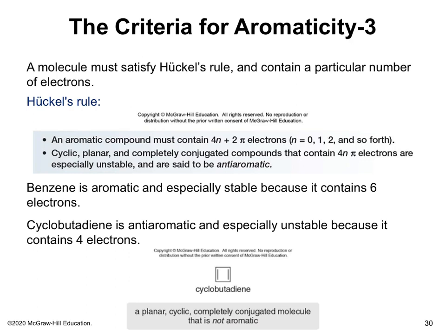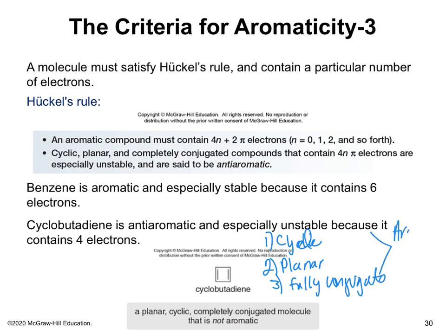Okay, and then the last: if you have all three, number 1, it's cyclic, number 2, it's planar, number 3, it's fully conjugated, then you have to decide whether it's going to be aromatic or anti-aromatic. If it doesn't meet these three criteria, then it's not aromatic. But when is it aromatic versus anti-aromatic? An aromatic compound must have 4n plus 2 pi electrons.